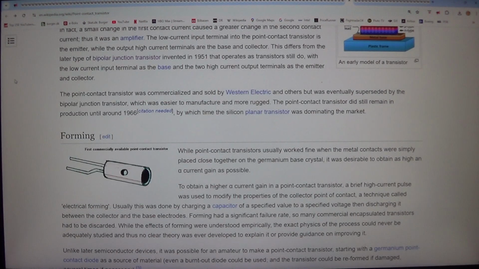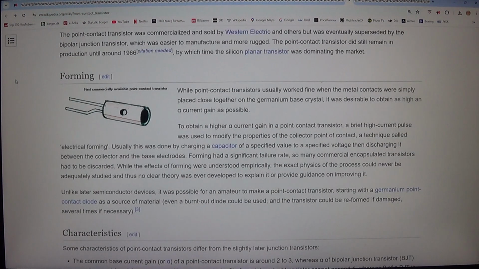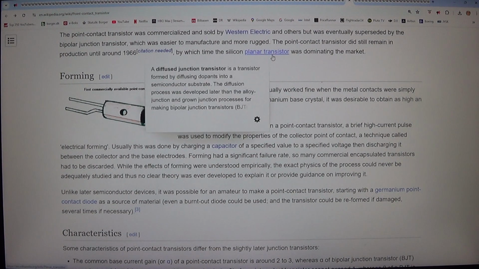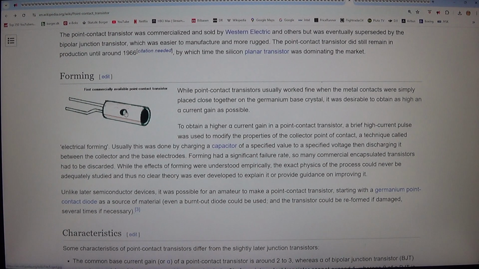The point contact transistor was commercialized and sold by Western Electric and others, but was eventually superseded by the bipolar junction transistor, which was easier to manufacture and more rugged. The point contact transistor did still remain in production until around 1966, by which time the silicon planar transistor was dominating the market. Forming.